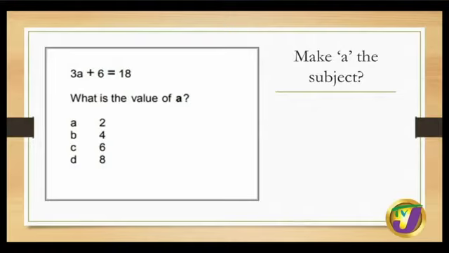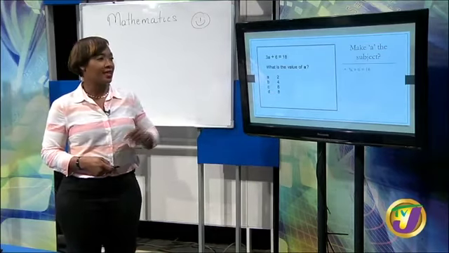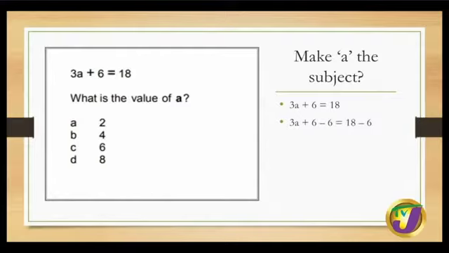Remember what we said? We're going to undo the last thing that is done to the variable first. So 6 is being added. So what is the opposite of adding 6? Somebody gave you $6. They added $6 to you. What is the opposite of giving it to you? Yes, taking it away. So we're going to take away 6. However, if we take away 6 from the left side of the equation, remember it's a balancing, we also must take 6 from the right side of the equation. So we've taken away 6 from both sides. We now have 3A equal 12.